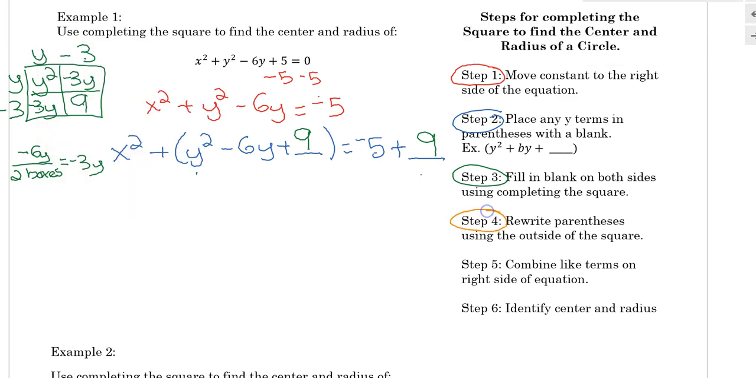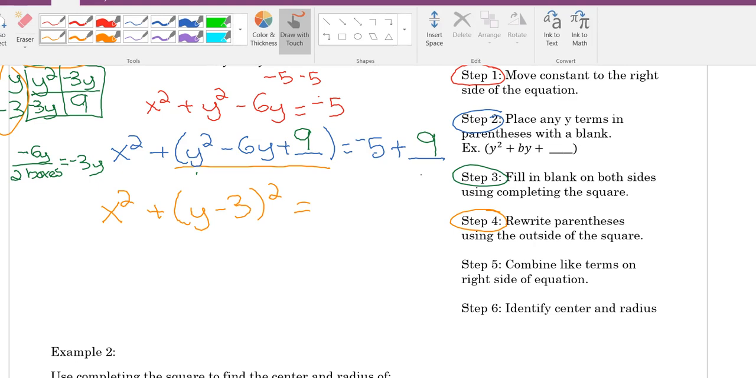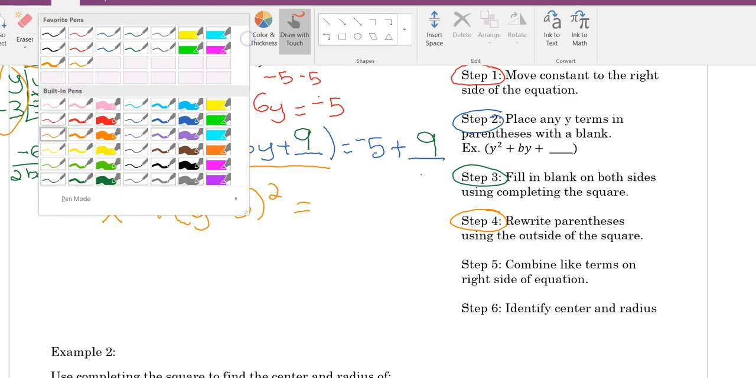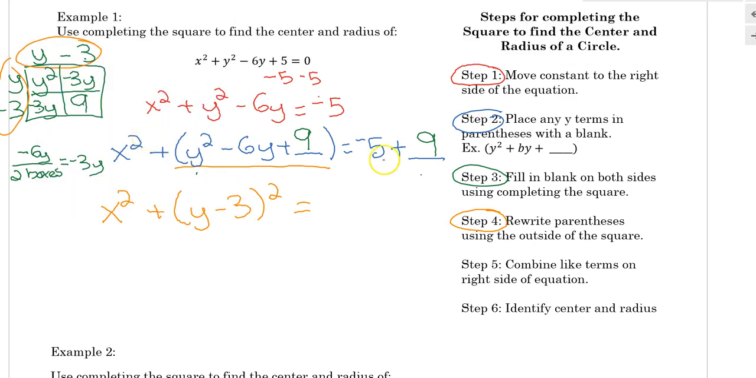Then, step 4, rewrite parentheses using the outside of the square. So I have x squared plus, right, I'm rewriting my parentheses with what's out here. So I have y minus 3 squared equals, and I'm also going to do step 5, where I just combine like terms on the right side of the equation. Negative 5 plus 9 is positive 4.